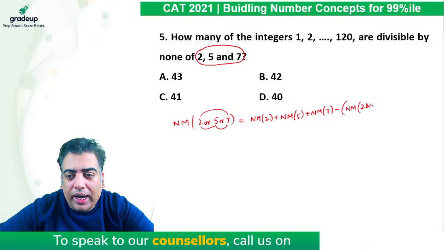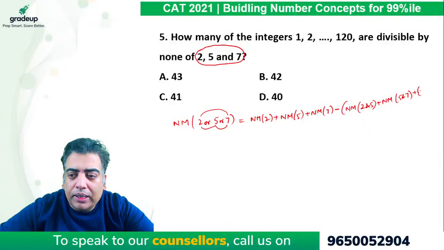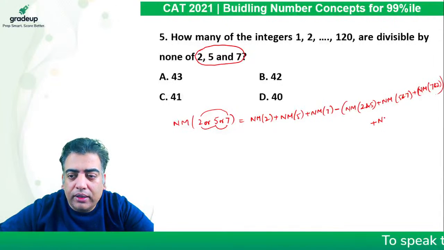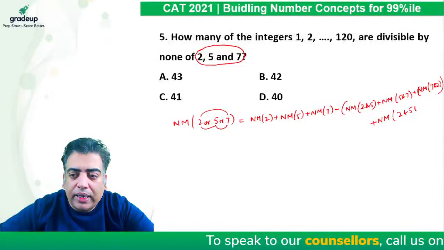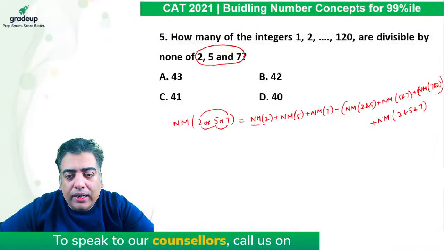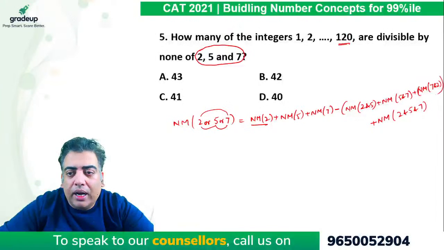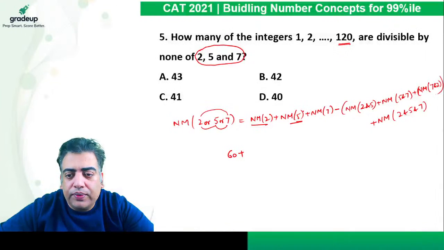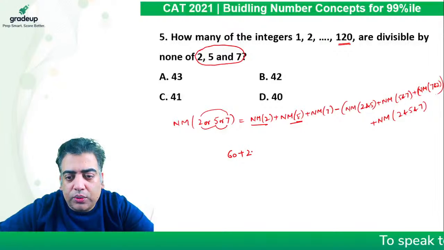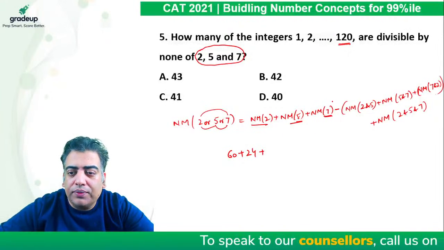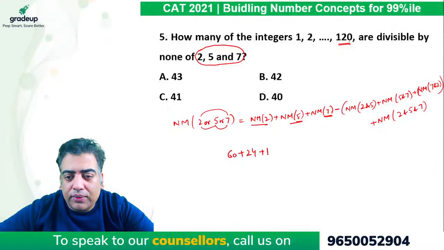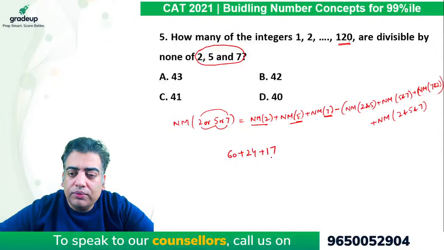Number of multiples of 2 and 5, number of multiples of 5 and 7, number of multiples of 7 and 2. And then finally we need to add the number of multiples of 2 and 5 and 7. The number of multiples of 2 is 120 divided by 2, which is 60. Multiples of 5 will be 120 divided by 5, which is 24. And multiples of 7 will be 120 divided by 7, which comes out to be 17: 7 ones are 7, leftover is 50, 7 sevens are 49.